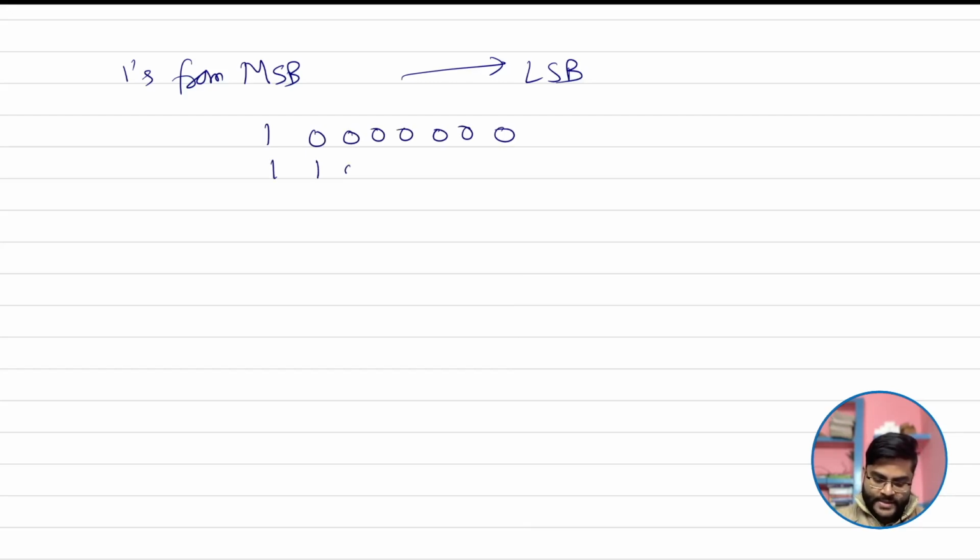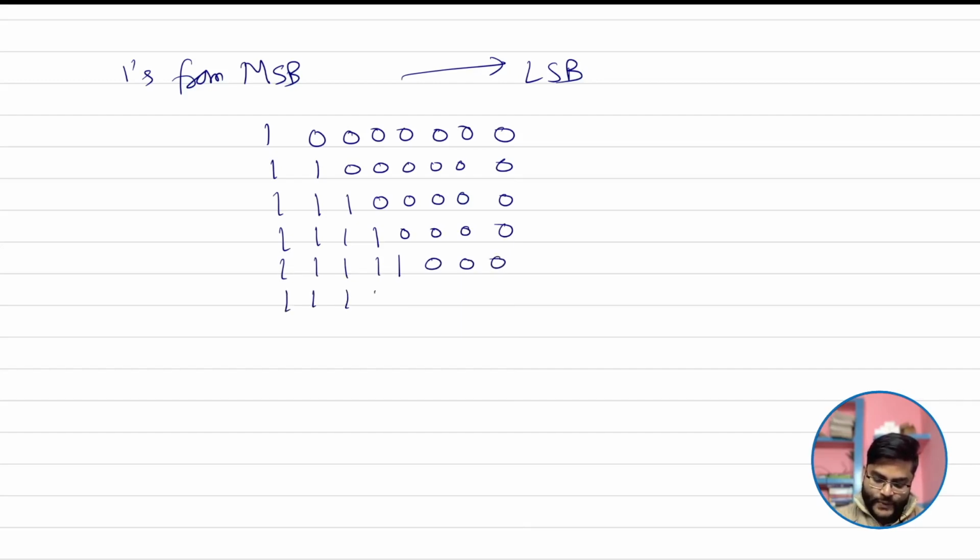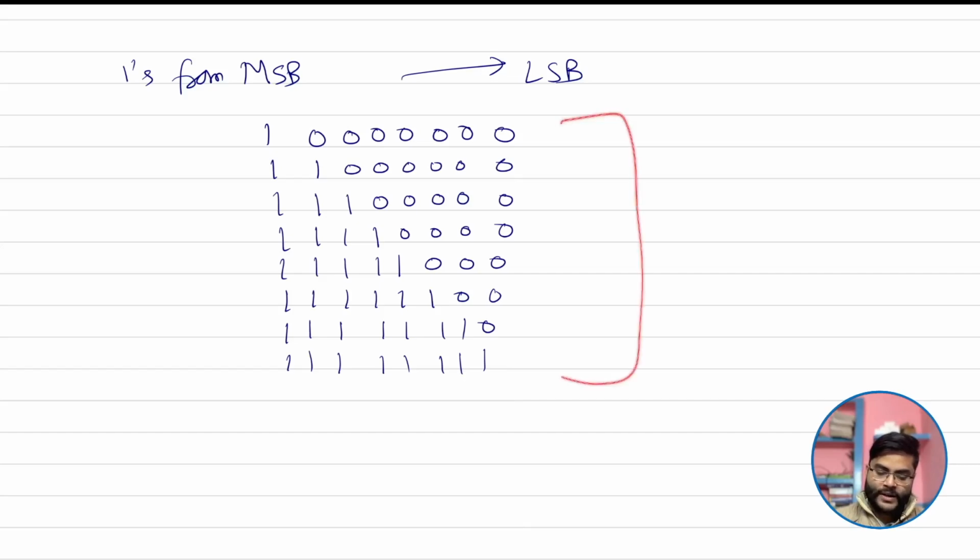We have 2 ones and 6 zeros. We have 3 ones and 5 zeros. We have 4 ones and 4 zeros. We have 5 ones and 3 zeros. We have 6 ones and 2 zeros. We have 7 ones and 1 zero. And we have all ones. Okay. So similar to our second pattern, how can I find the value of this?